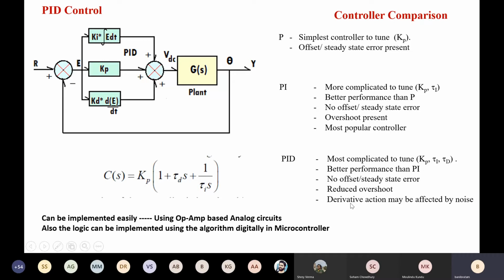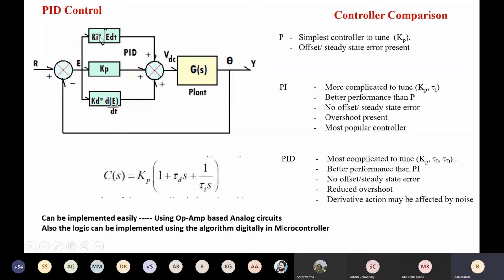So PID is the best from all aspects, but generally PI is used because PID means the component requirement will be more, and it will lead to more cost, as well as the overall system complexity will increase. So mostly the preferable thing is the PI controller. But if we are very much interested to reduce the overshoot or reduce the oscillation, then we have to go for the PID.